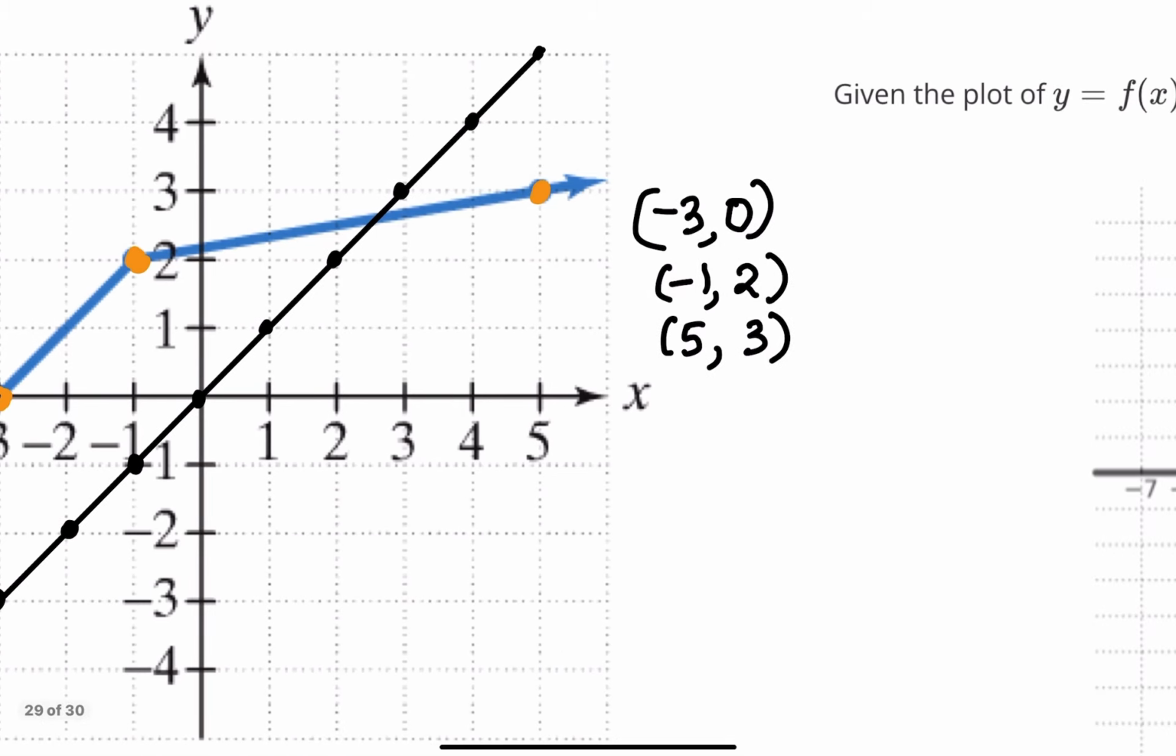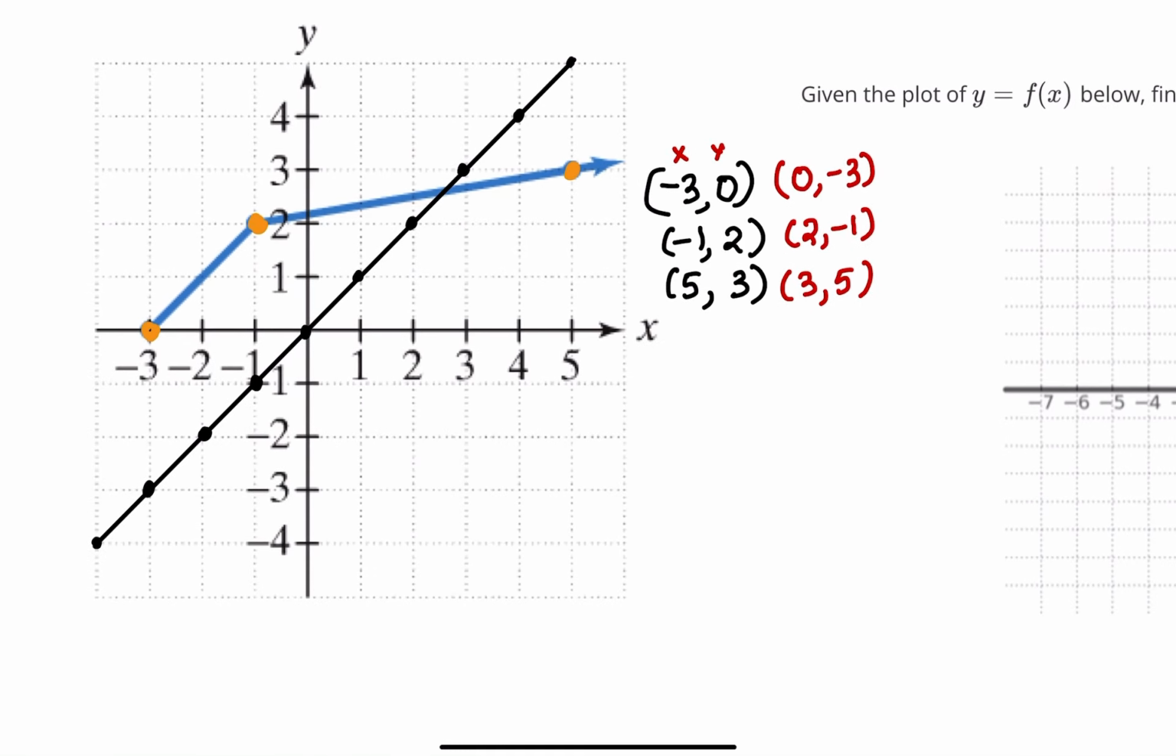Remember, you're trying to find the inverse. When you're finding the inverse, your x becomes your y and your y becomes your x. This is 0, negative 3. This is 2, negative 1. This is 3 and 5. Let me move all of this to the side here. And that is how you graph your inverse function.